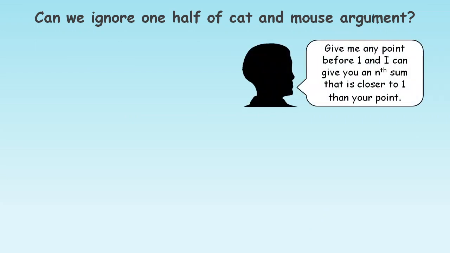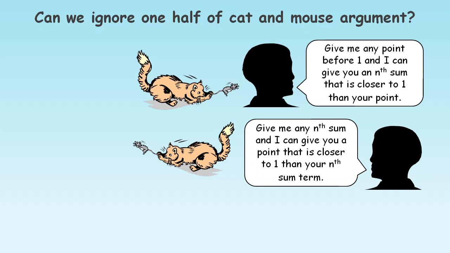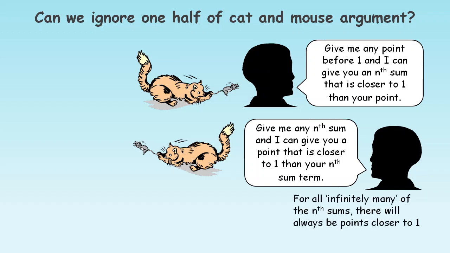In other words, they are saying that 0.9 recurring must equal 1 because if you give me any point before 1, then I can find an nth sum that is closer to 1 than your point. But here we can use a cat and mouse argument, in which we can easily switch the roles of cat and mouse around by saying, you give me any nth sum and I can give you a point that's closer to 1 than your nth sum. And since this will work for all possible nth sums, points must exist between 0.9 recurring and 1.